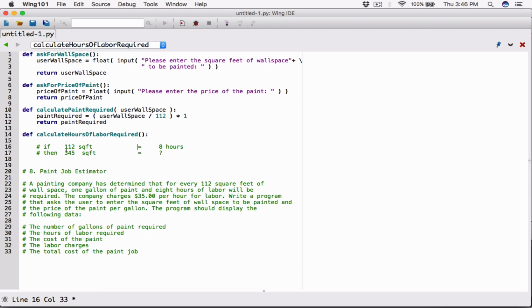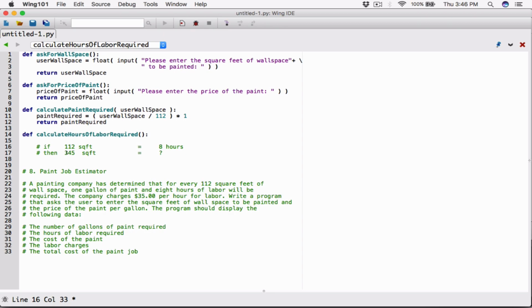Remember, ratio and proportion is: if more, less divides. If less, more divides.